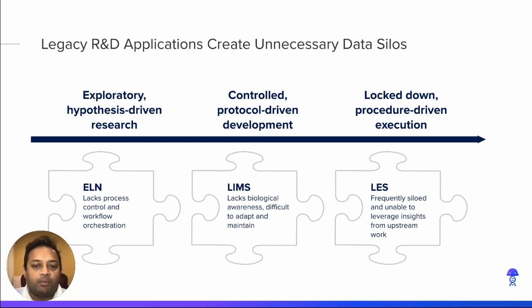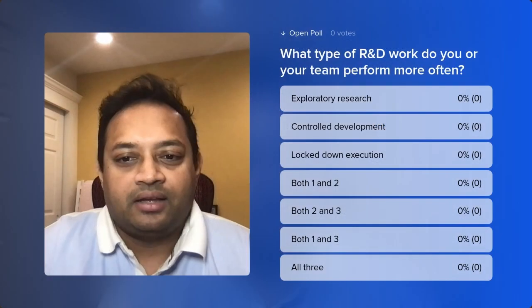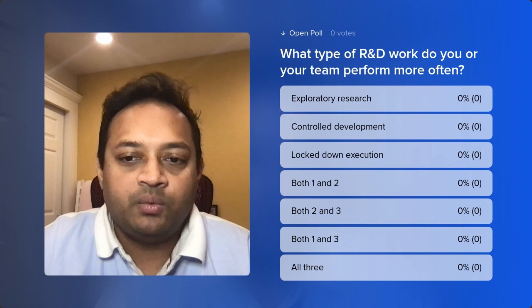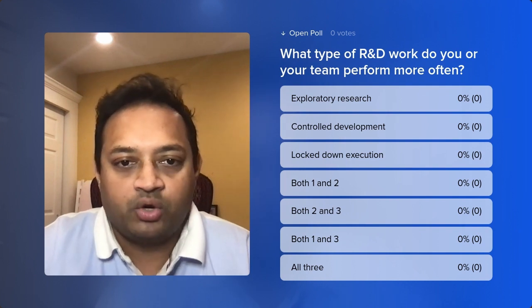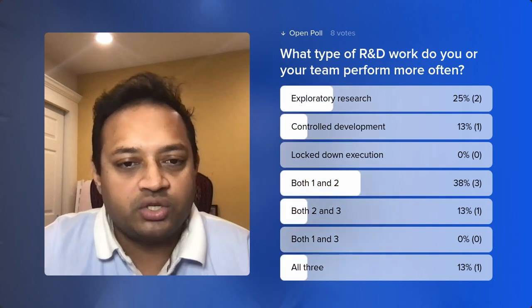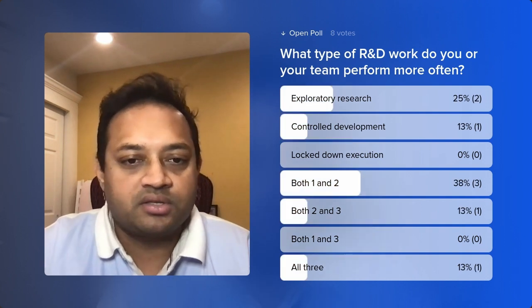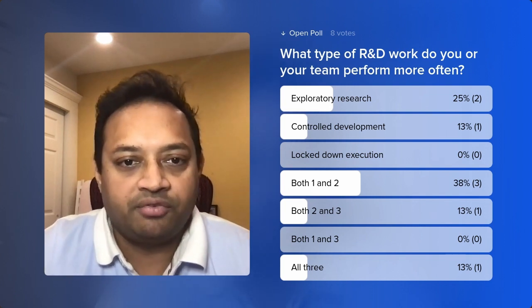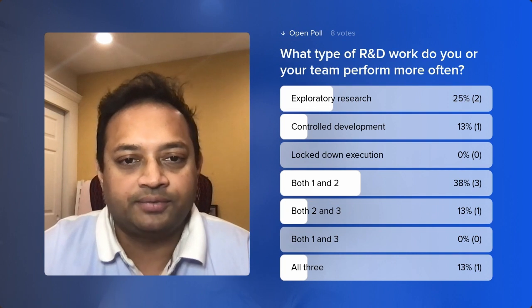Let's take another quick poll here. The poll should pop up momentarily. So the poll reads: What type of R&D work do you or your team perform more often? Is it exploratory research, controlled development, lockdown execution? And then you have some options combining those three options. So both one and two, two and three, one and three, and all three. We'll just wait for a few seconds for the votes to come in.